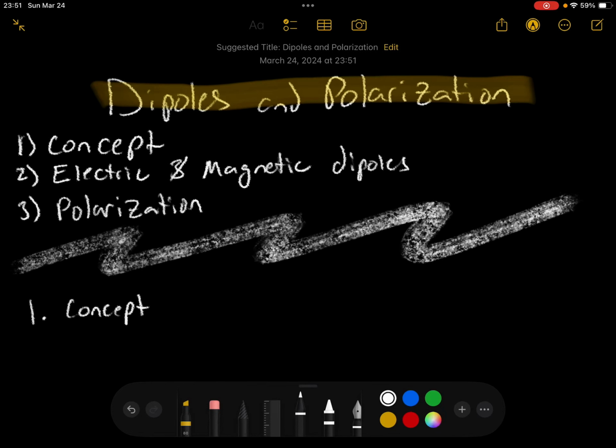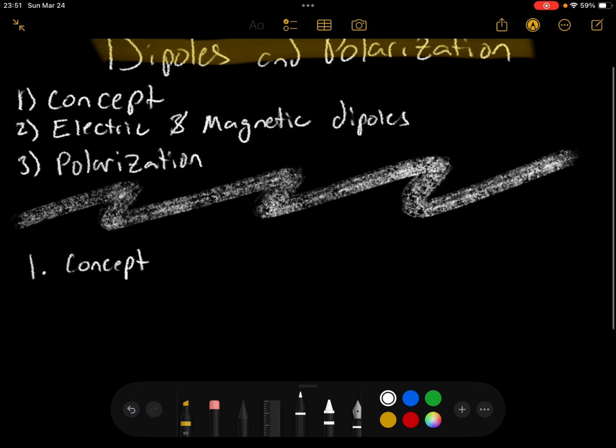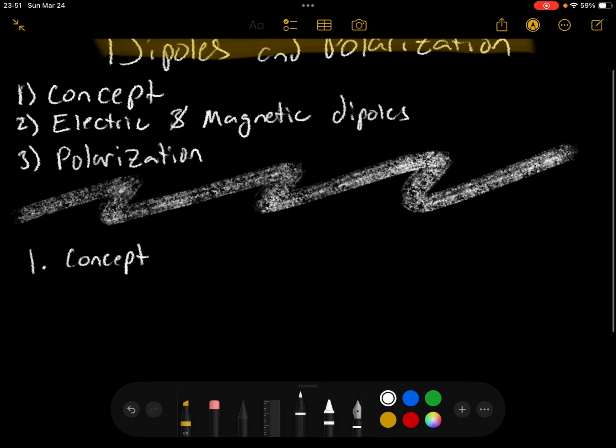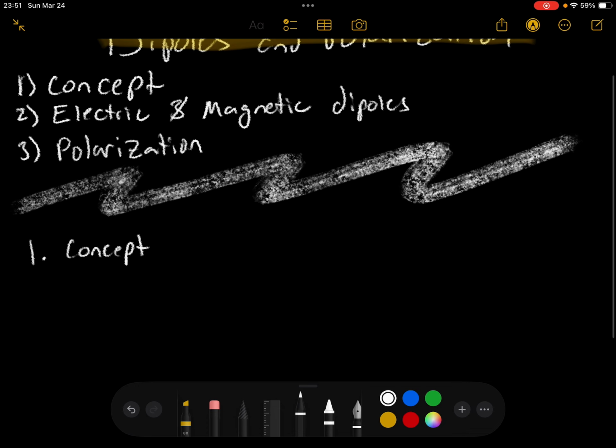Today I'm going to talk a bit about dipoles and polarization. So we're going to talk about the concept and some electric and magnetic dipoles, and then a bit about polarization, which I will probably cover even more in another video.